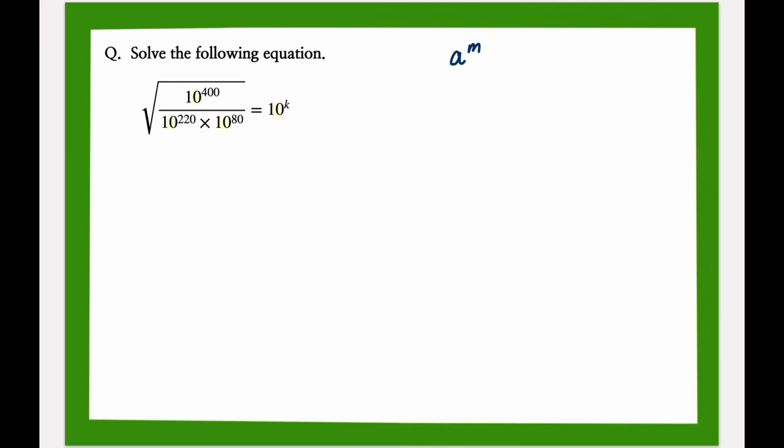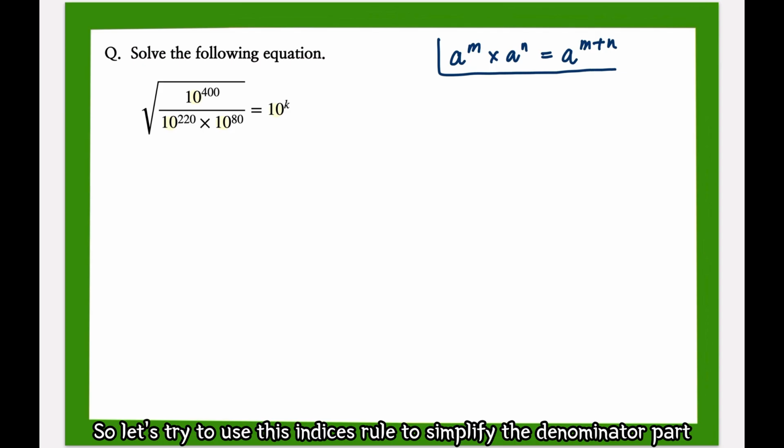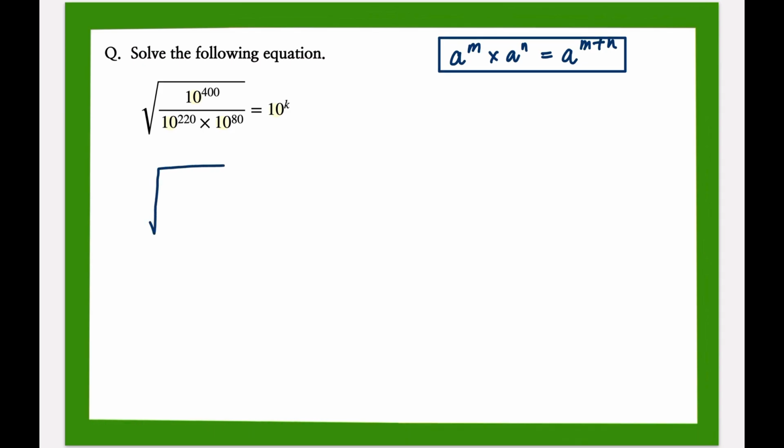A to the m times by a to the n is equal to a to the m plus n. So let's try to use this indices rule to simplify the denominator part. So root 10 to the power 400 over, apply the rule, then 10 to the 220 plus 80. This is how we apply.